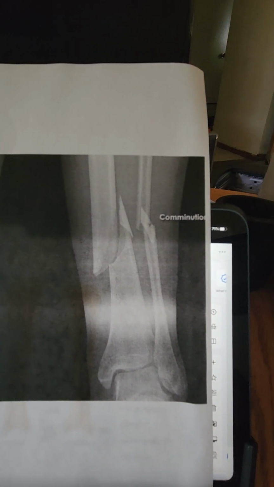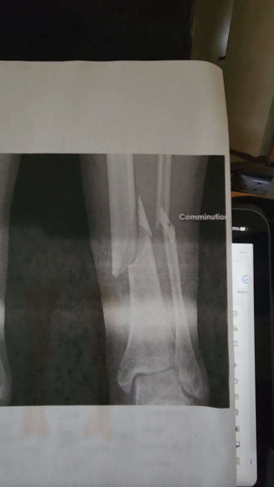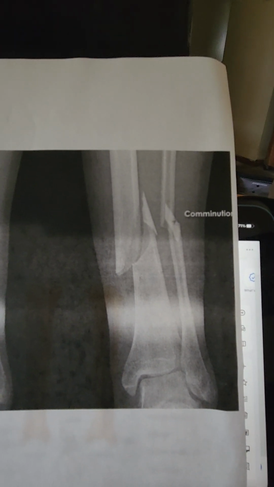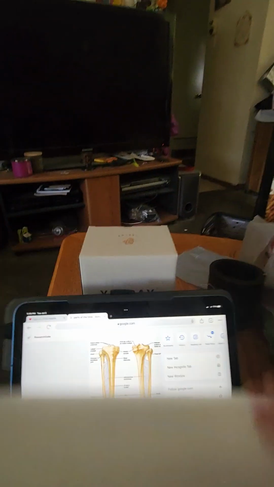This is going to be the left leg. I know that because the patient is facing me, which would mean that would be the left side, the left foot, left ankle, left lower leg would be facing me as we do the x-ray.